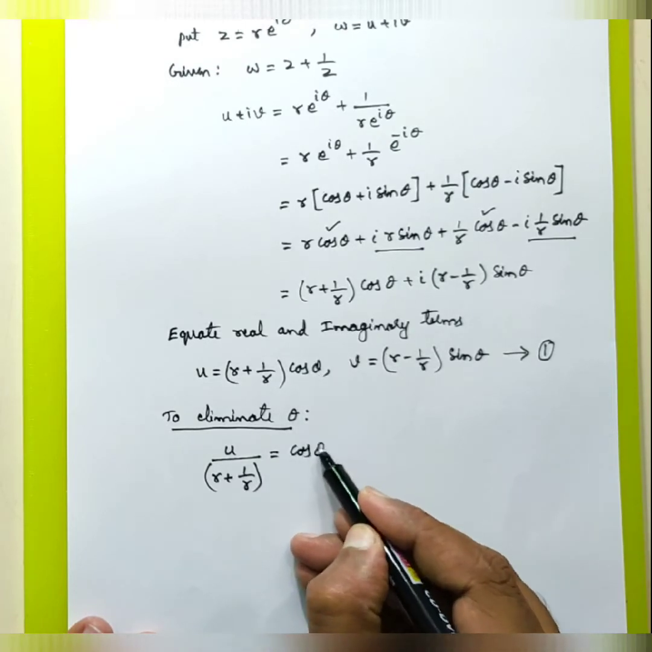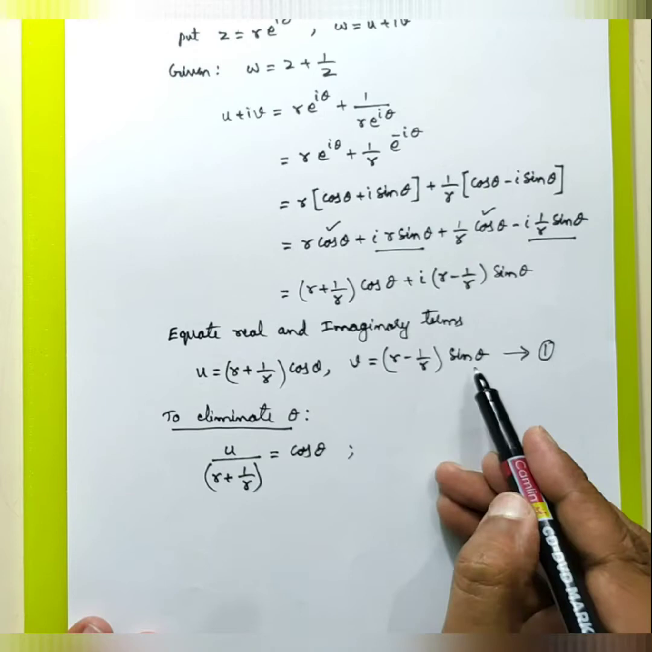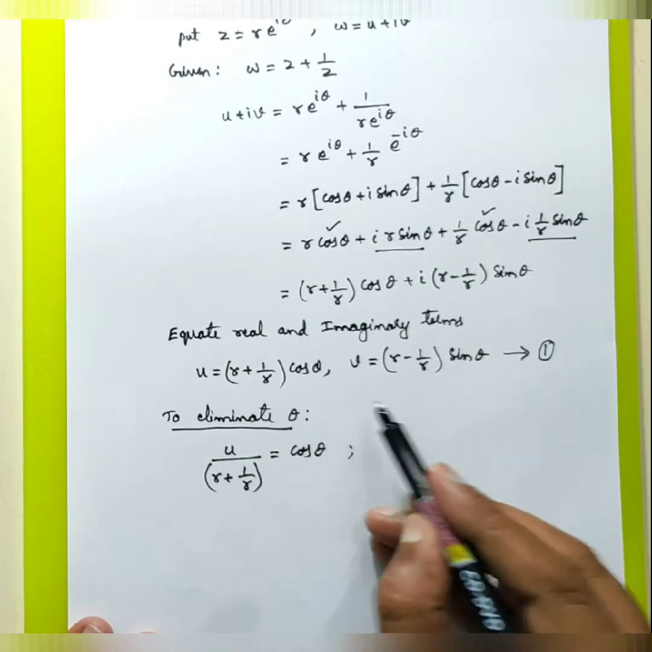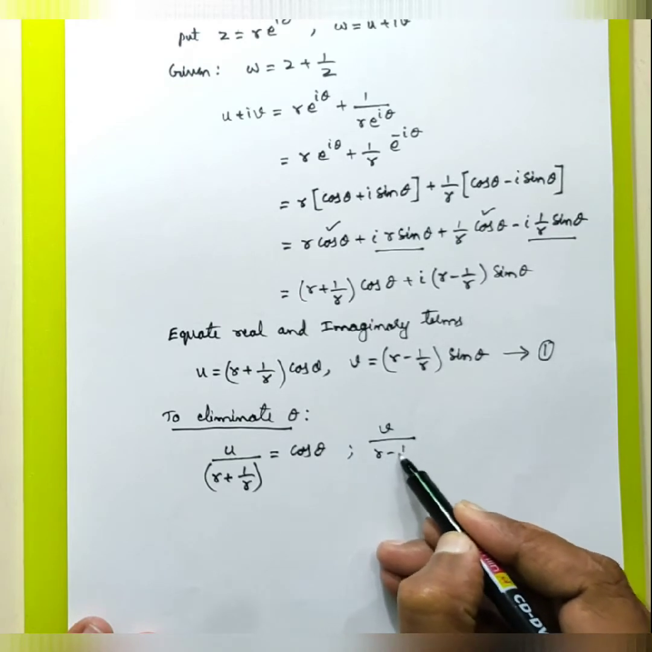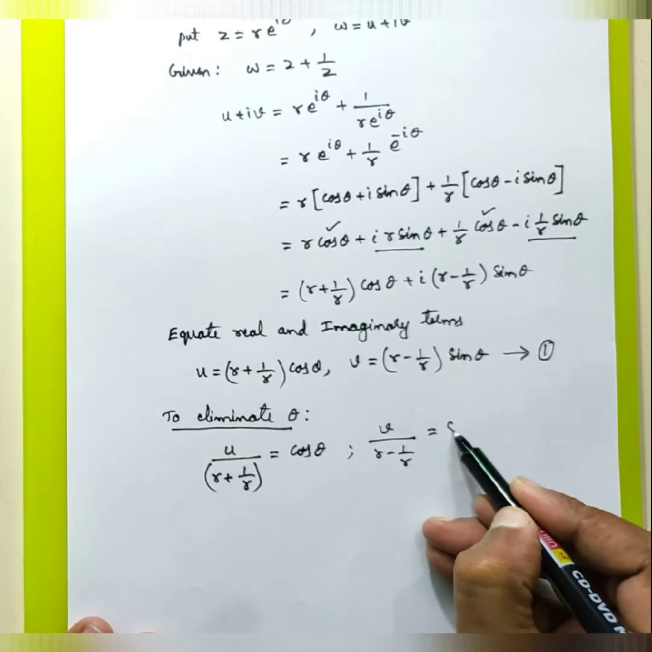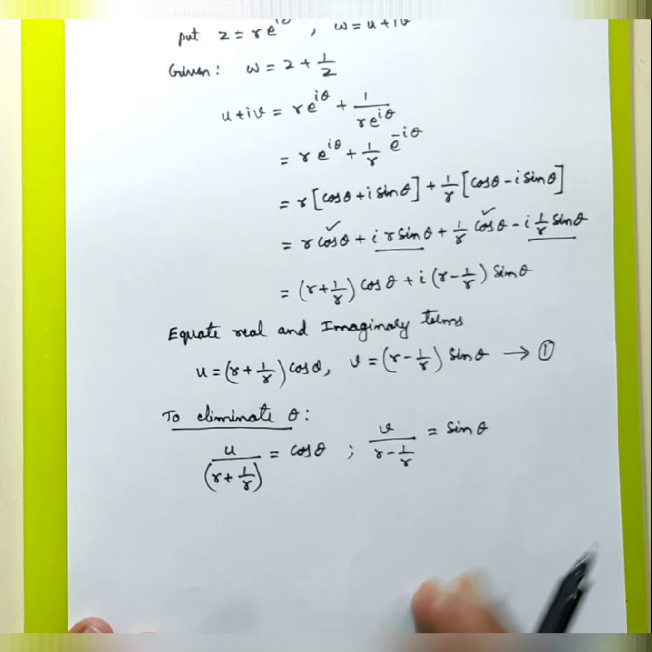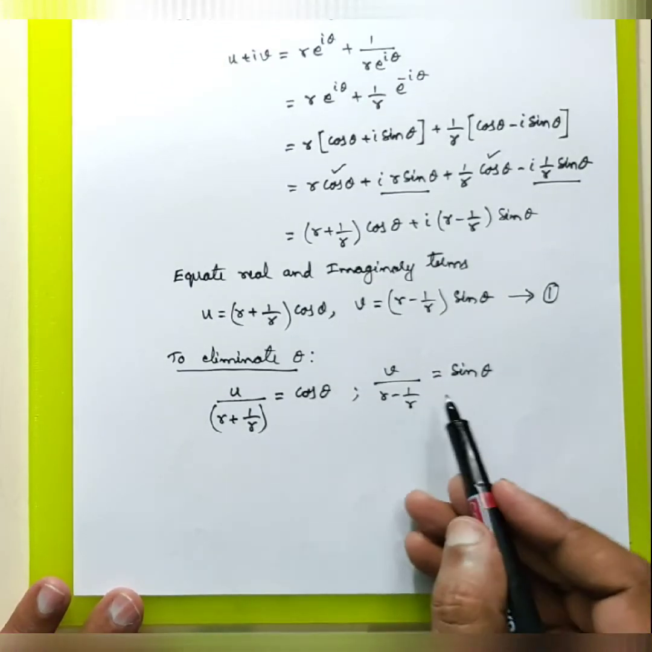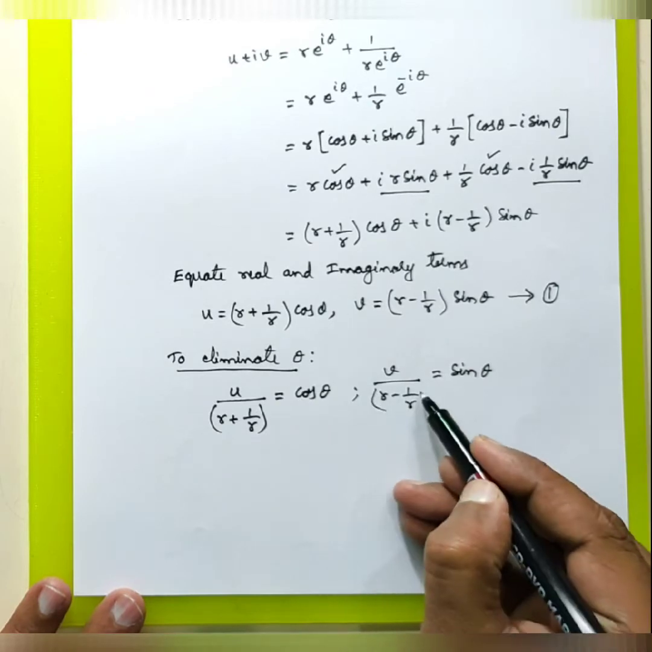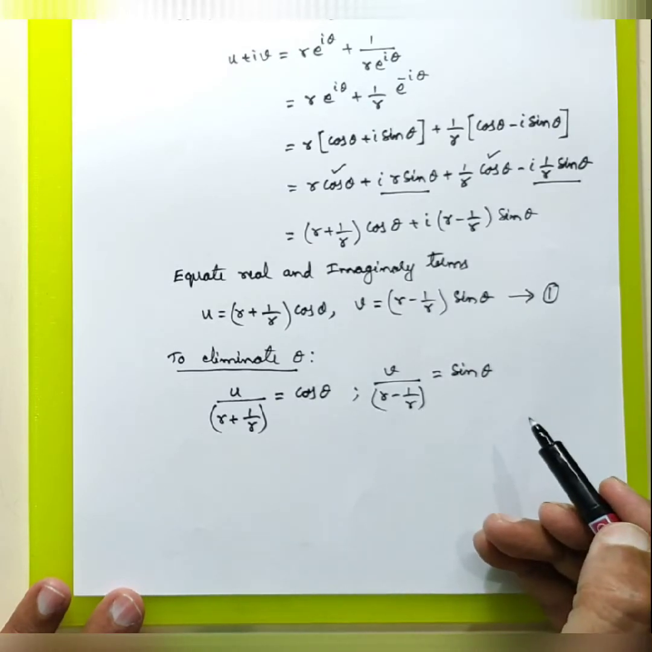Cos theta is left out. Similarly here, keeping sin theta as it is, cross multiply. We will be getting v by r minus 1 by r is equal to sin theta. So you got u divided by r plus 1 by r is equal to cos theta. V by r minus 1 by r is equal to sin theta.